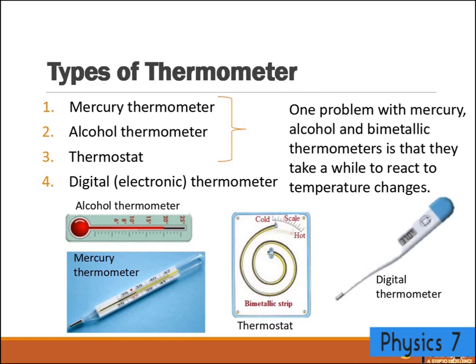In the diagram here, you can see that we have each of those four different types of thermometer. Here we have the alcohol thermometer, which is the one that you use a lot in schools. Here we have the mercury thermometer, which is used in clinical environments, hospital environments. Then we have the thermostat, which involves a bimetallic strip, which is used in refrigeration, for example. And then we have the digital thermometer.